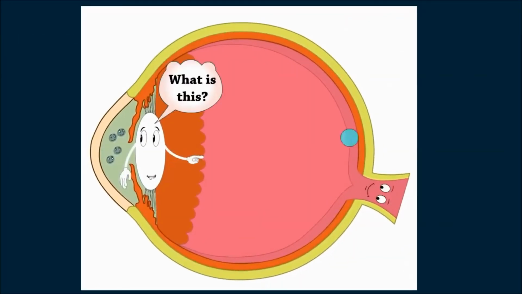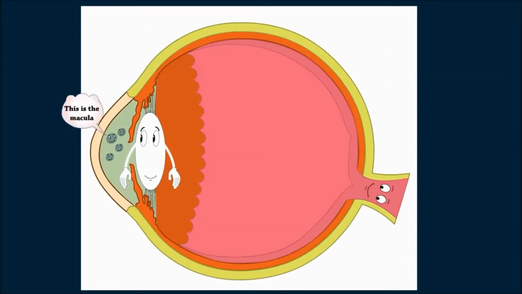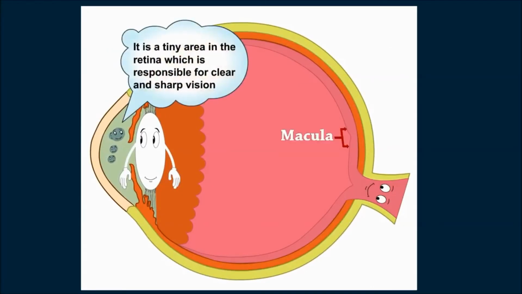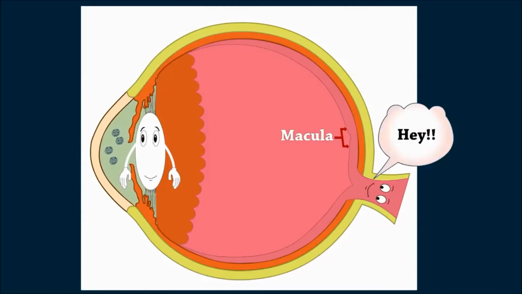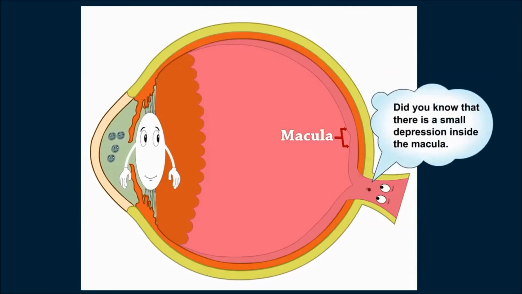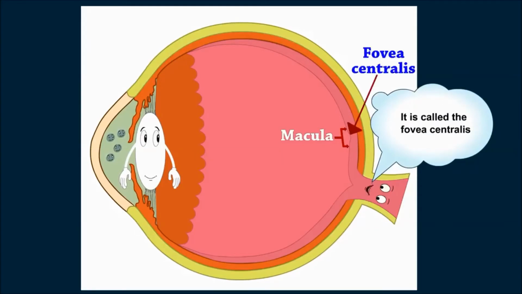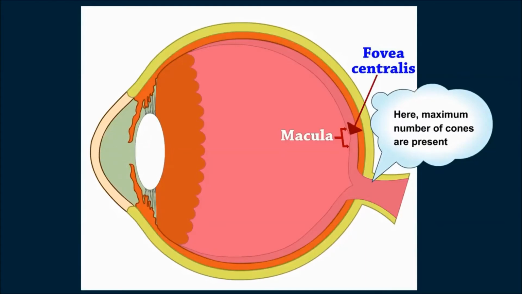Hey. What is this? This is the macula. It is a tiny area in the retina which is responsible for clear and sharp vision. Hey. Did you know that there's a small depression inside the macula? It is called the fovea centralis. Here, maximum number of cones are present.